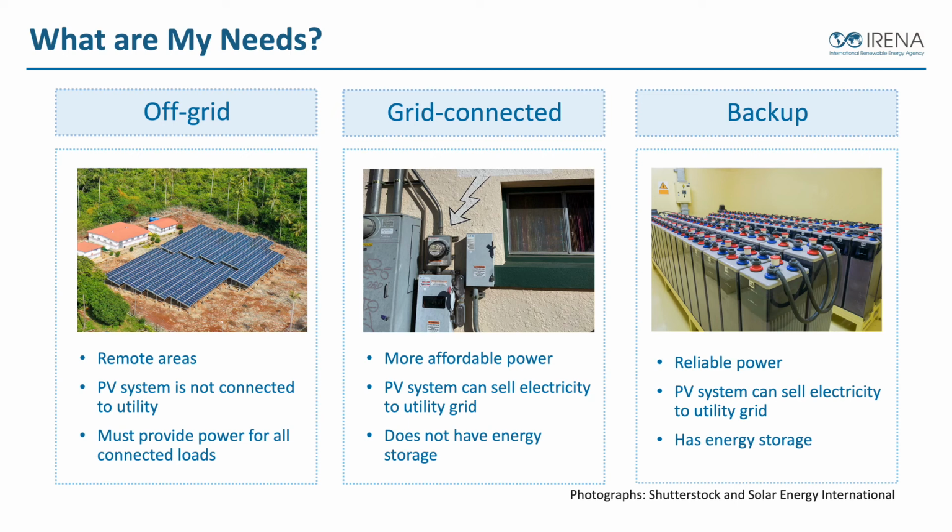If we're grid connected, then we're going to be integrated with the utility. The reason we do this is it's a more affordable power. PV systems can sell electricity into the utility grid, and systems like this don't have to have energy storage. Because we don't have energy storage, we can keep our system installation costs lower and our equipment costs lower. And often these systems can have a quicker return on investment because of the lower cost. Of course, return on investment always needs to be weighed with the other system types as well.